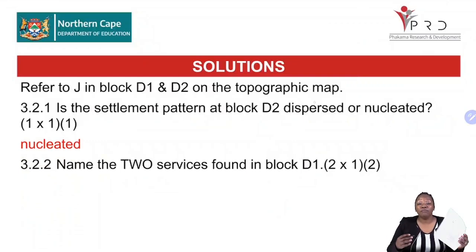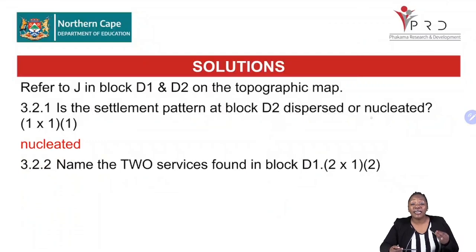But now, when it comes to the map, how do we identify? We're looking at your block D2. You will realize that the symbol that is used for the buildings are those small black boxes. Those boxes are close to each other. They are indicating what? A nucleated pattern. There was a follow-up question where they said, give a reason. Why are you saying it's nucleated? You then say the buildings are close to each other.